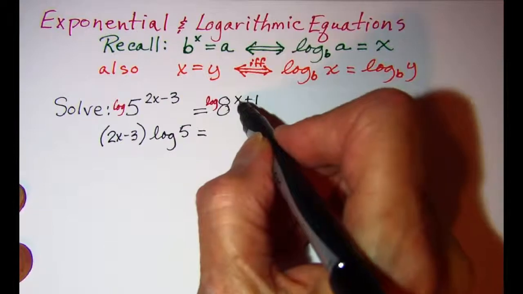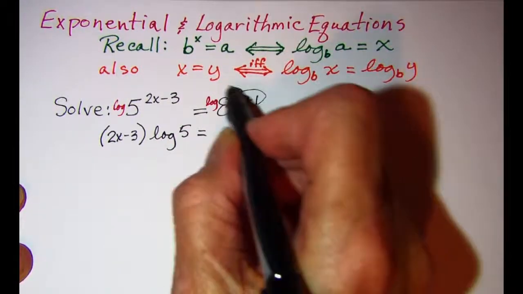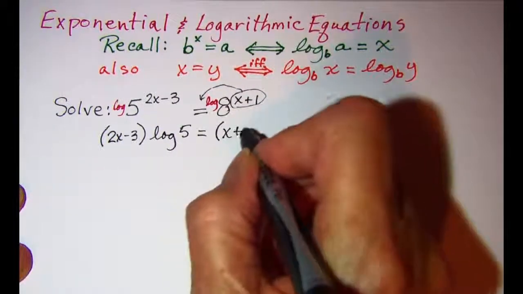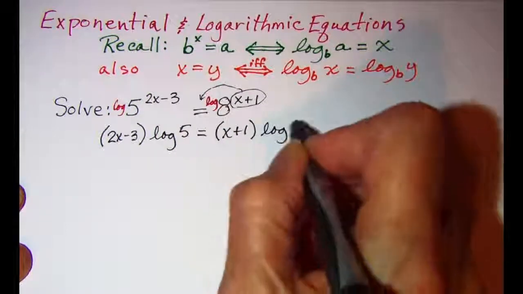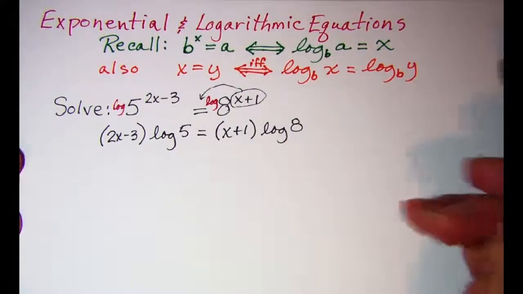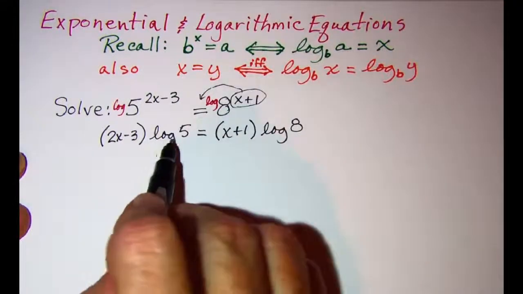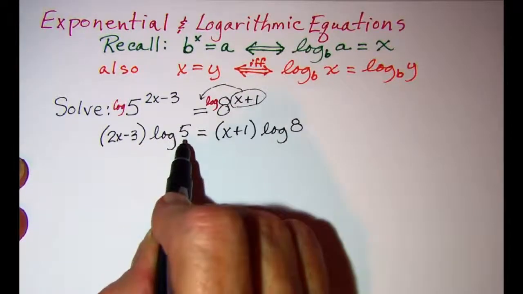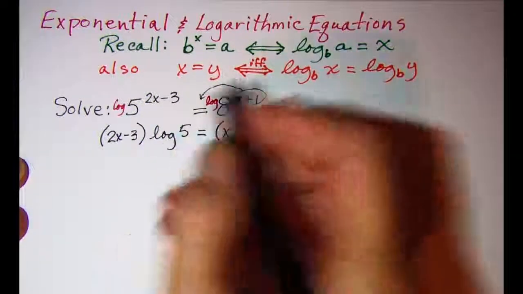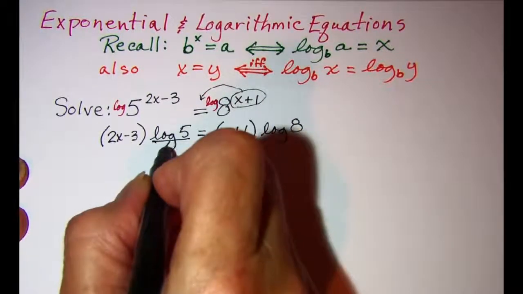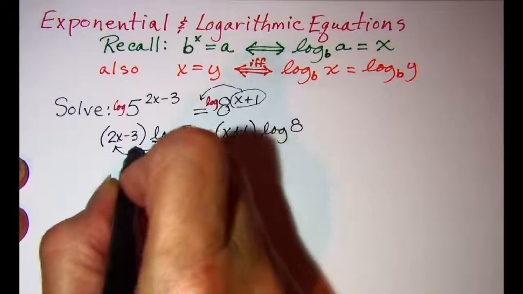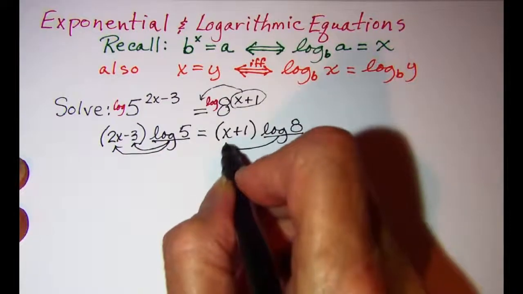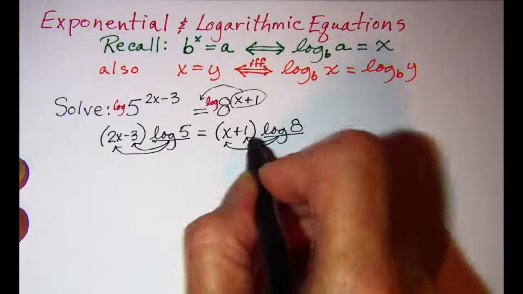The same way here, we can take this exponent out in front of the logarithm using that same property. So we have x plus 1 times the log of 8. Now this log 5 is just a number. Eventually we'll put it in the calculator, but right now I'm going to leave it as log 5. So I'm going to take that number and distribute it through the parentheses. And this number also, log of 8, I'm going to distribute that number through the parentheses.